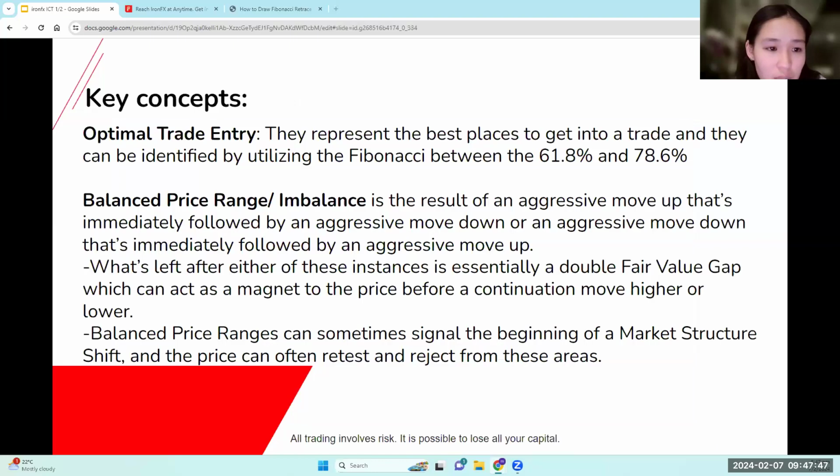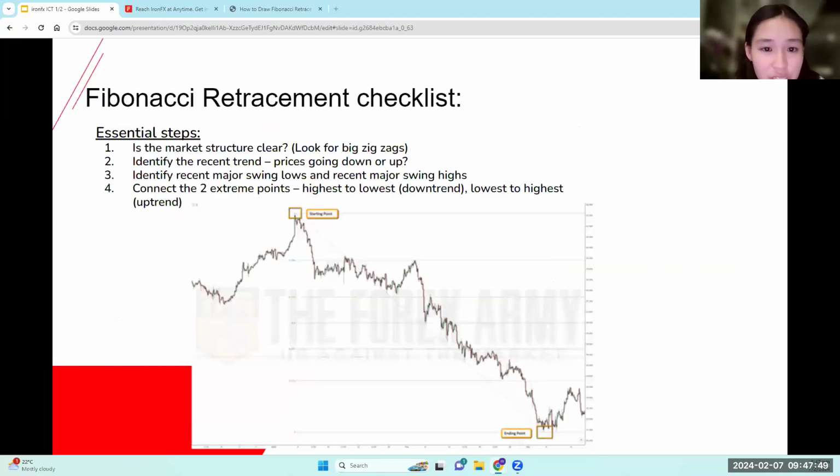Okay. Yeah, I was talking about optimal trade entry. So the link that I've popped into the chat basically goes through the fundamentals of how to draw a Fibonacci, which I'll briefly go through here as well. So this is a Fibonacci retracement checklist. Firstly, you want to see: is the market structure clear? We showed you previously how to identify a clear market structure.